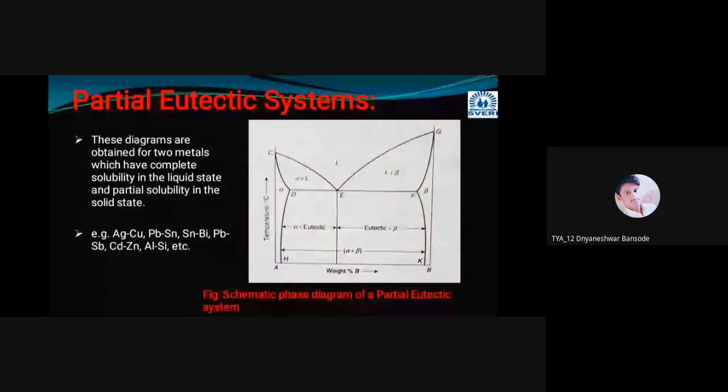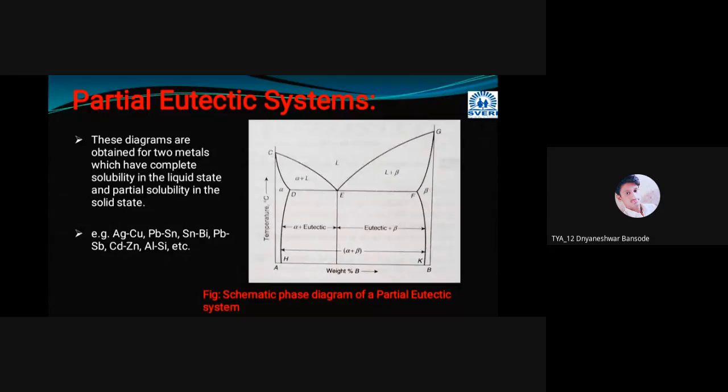Now in this diagram you can clearly see, on the upper side, point C. First I will explain this. Point C is the melting point of element A, and point G is the melting point of element B. Then the topmost line, where I have indicated the liquid by letter L, below that, CEG, this line is the liquidus line. Above this line, metals or alloys will be in the liquid state only.